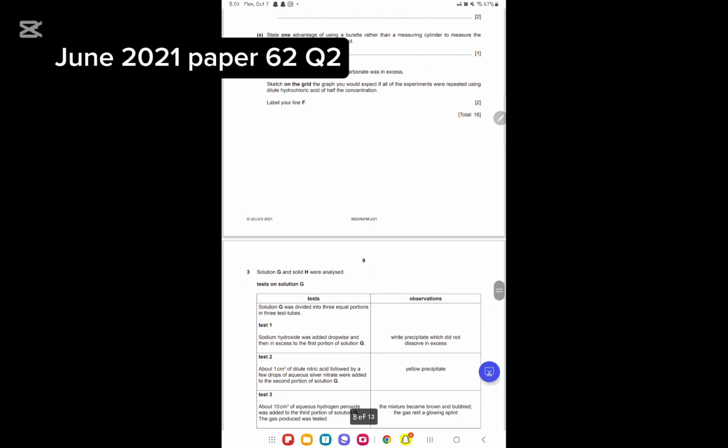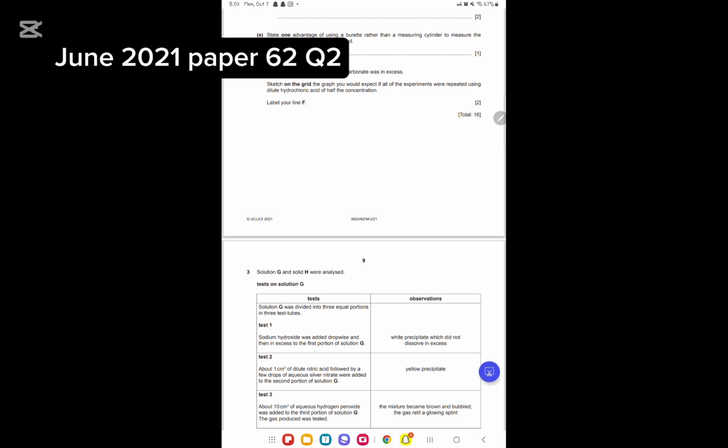Now for part E. State 1 advantage of using a burette rather than a measuring cylinder. Of course, we know that a burette is more accurate than a cylinder to measure the volume of the dilute hydrochloric acid. Now F. In experiments 1 to 5, the sodium carbonate was in excess.